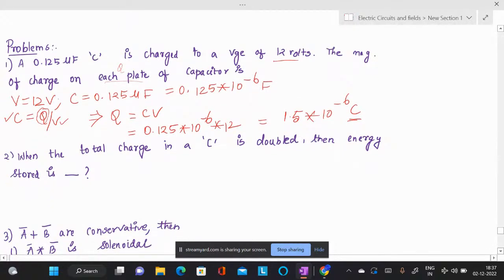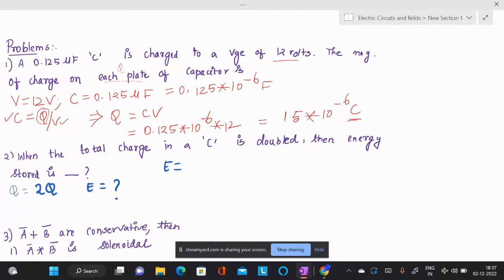So here it is given that the charge Q is doubled. If Q is doubled, what happens to the energy stored? They have asked this. Yes, your answer is correct. So in general, the energy stored in the capacitor can be given as E.